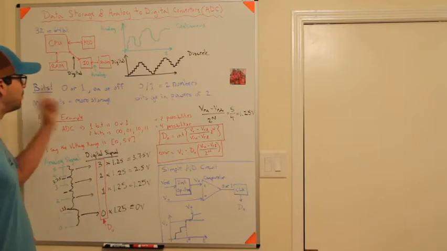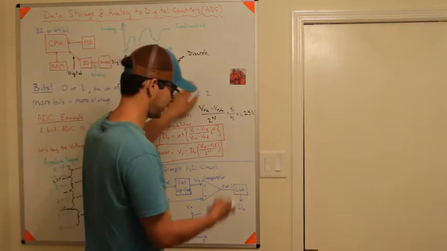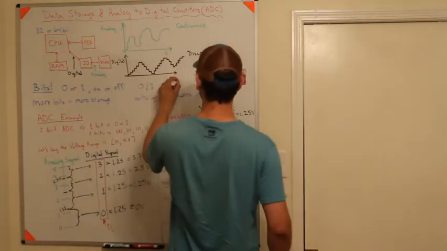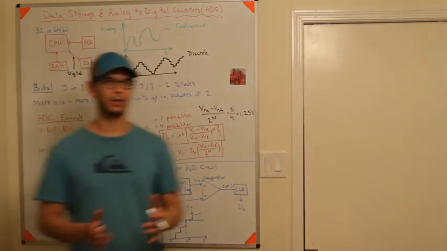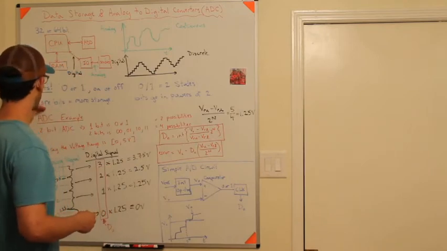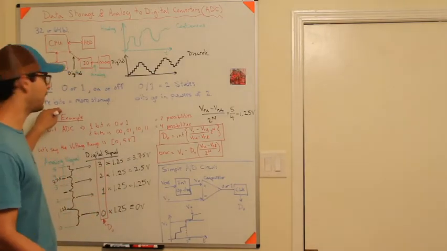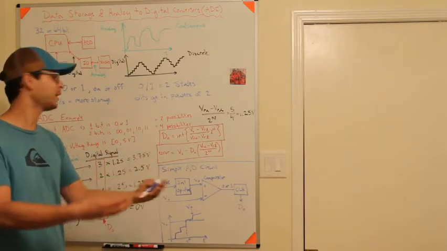If you have 1 bit, right, you can represent not necessarily 2 numbers, but 2 states. Okay? I can be off and I can be on. That's 2 states, right? If I have more bits, the more bits I have, the more storage I get, because I can represent more states.